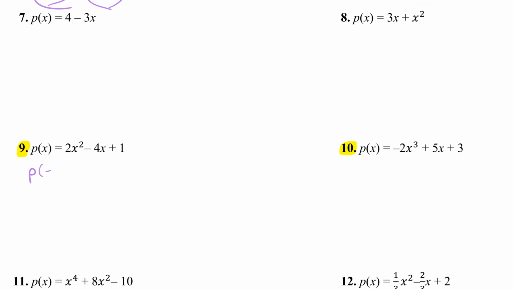So p of -1 is 2 times -1 squared minus 4 times -1 plus 1. You have to square it first before you can multiply. Order of operations: exponents before multiplication.